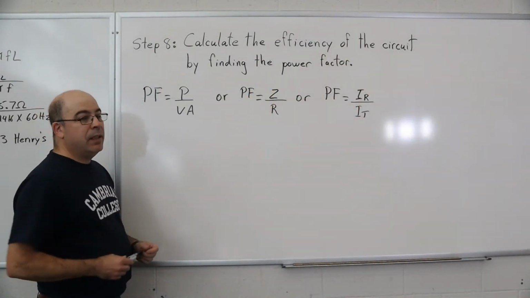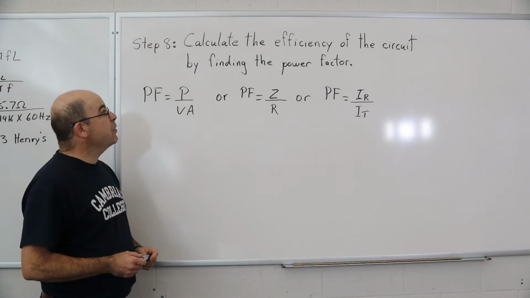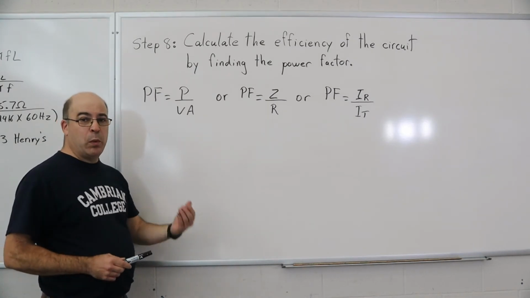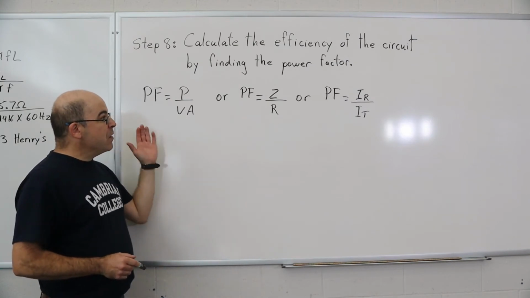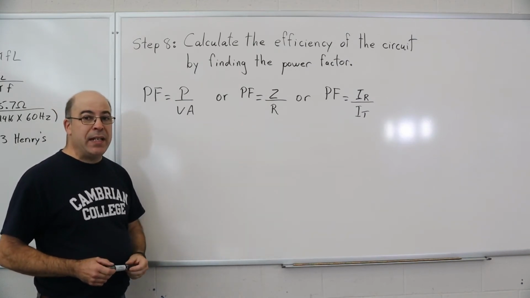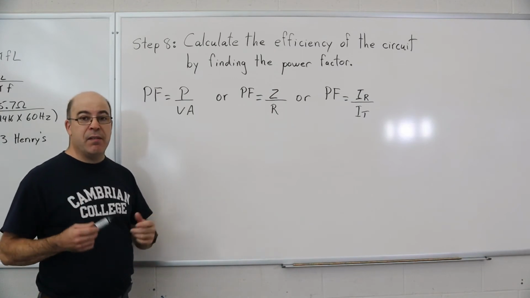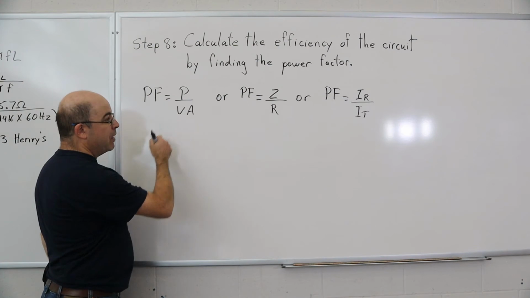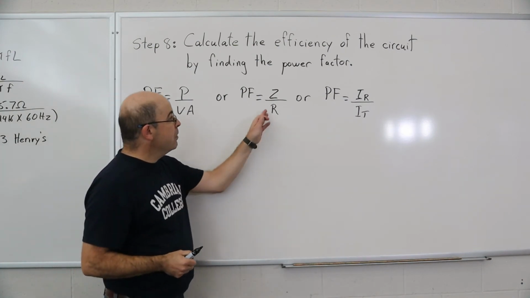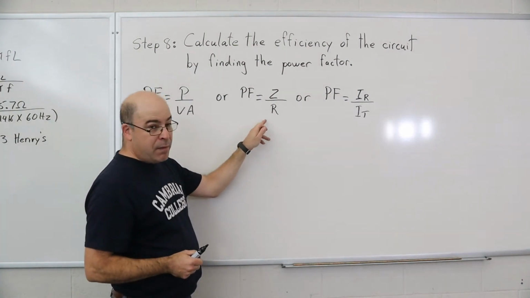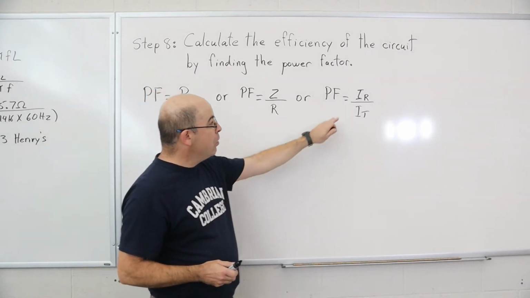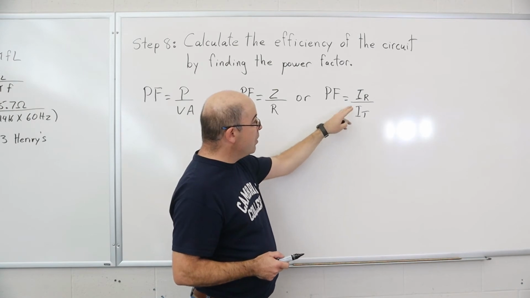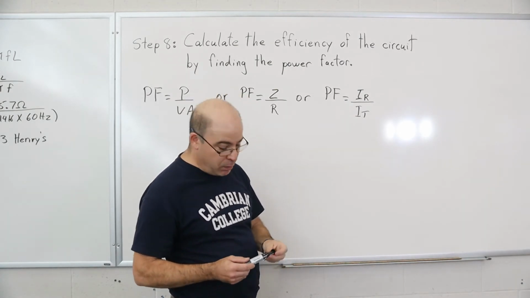Step 8. Calculate the efficiency of the entire circuit by finding your power factor. Now, power factor is based off of a ratio, and as such, there's many different formulas that we could use to apply it using the values in the circuit. I could use power divided by VA. I could use the value of impedance divided by the value of resistance, or I could use the current draw across the resistive branch divided by the current draw of the entire circuit.